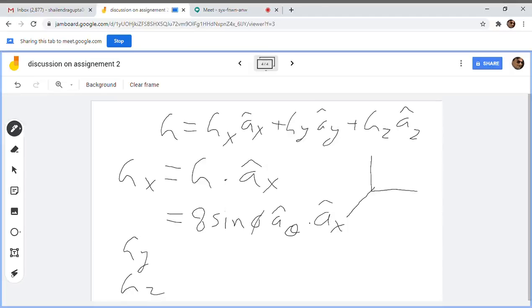Let me write it in the form. So this is your P, this is your P dash, this is your r, this is your theta, this is your phi. Then here sine phi. So this is the y component, this is the x component, and in between it is x square plus y square.